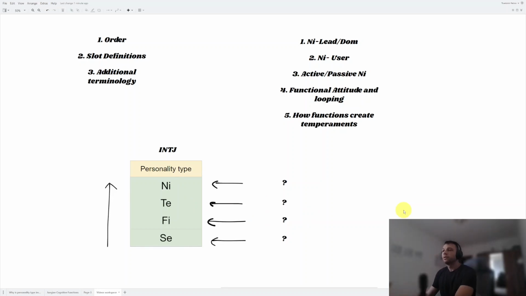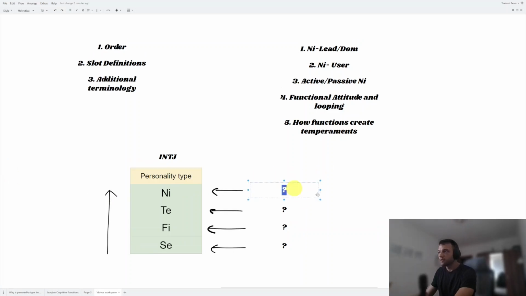Okay, so now we can look at each slot and see what the terminology around it is, how it is called, and a short explanation of the purpose of this slot and how it affects your personality. So we can start with the first slot. On the first slot, we have the first function, which we usually call dominant, lead, or hero. These are the most common terms, I think, that we use for this function.